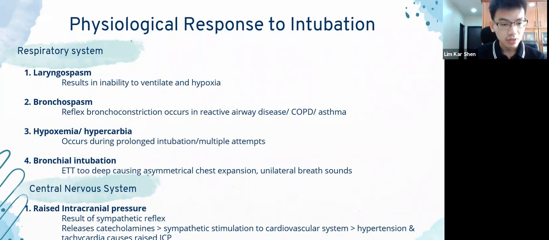Intubation also increases the intracranial pressure through sympathetic reflex, through the release of catecholamines, causing sympathetic stimulation of the cardiovascular system, causing hypertension and tachycardia.